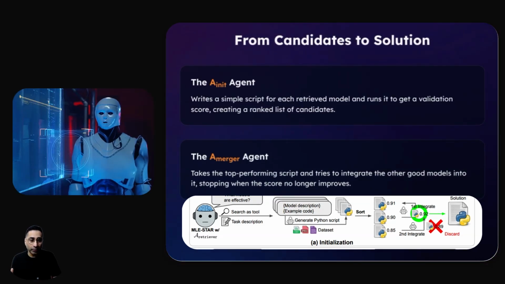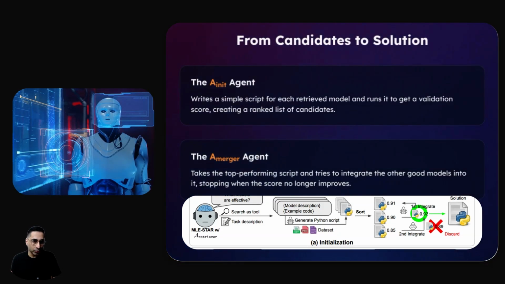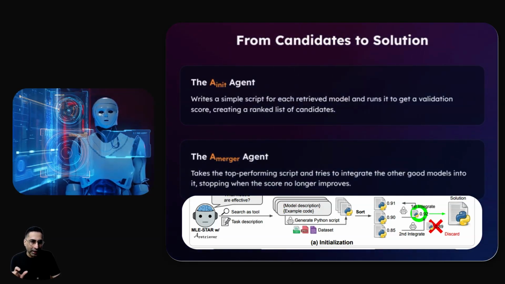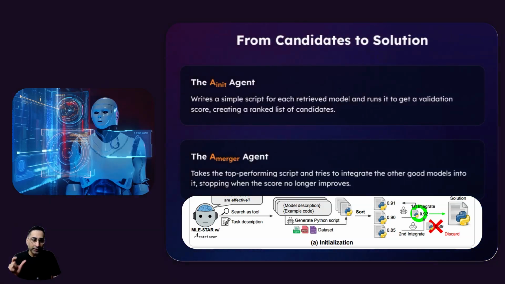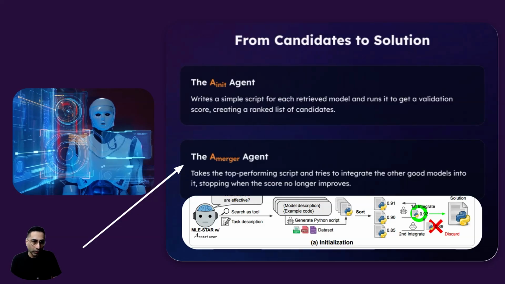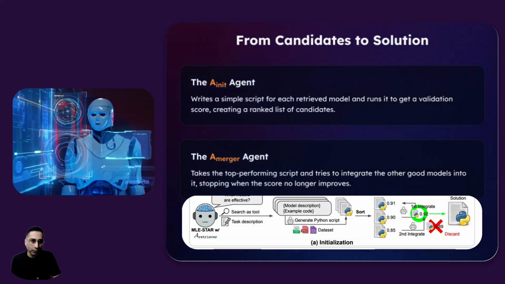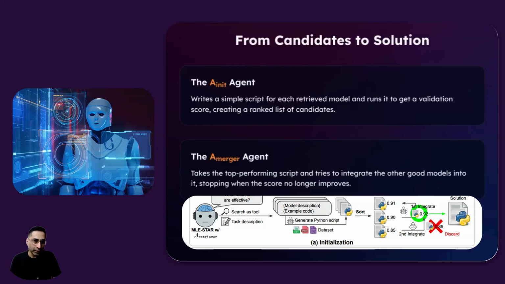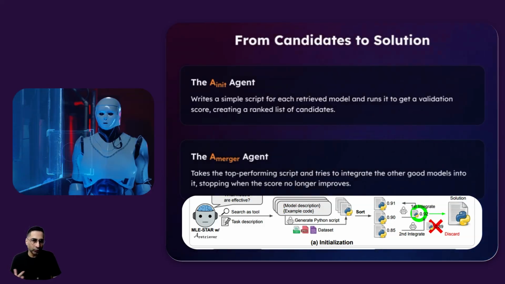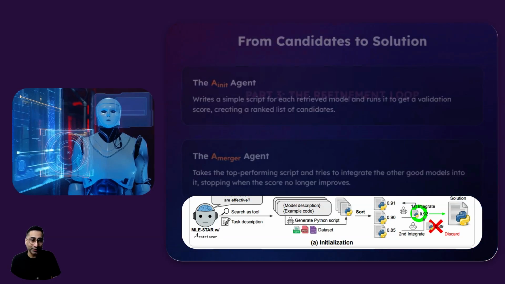It writes a simple script for each one and runs it to get a validation score, giving us a ranked list of candidates. But we don't think that is the winner right now. That is where the merger agent takes a top performing script and tries to integrate the other good models into it. This continues until the score stops improving, leaving us with a single complete and functional Python script that is already a sophisticated starting point.